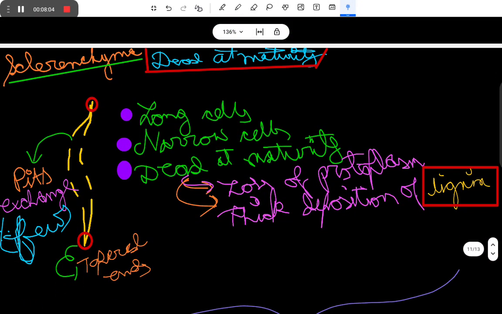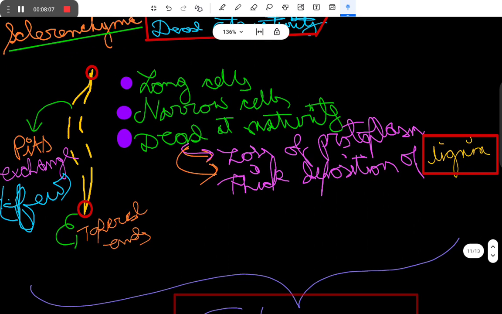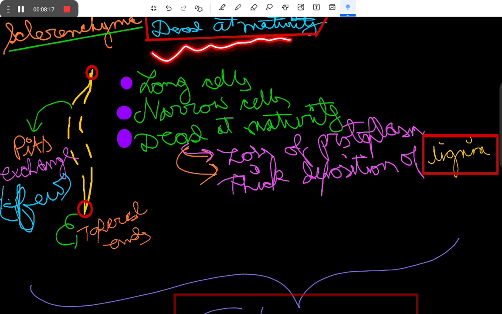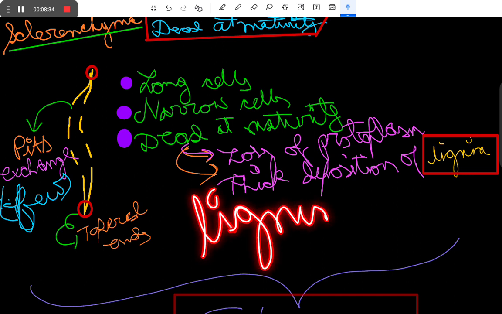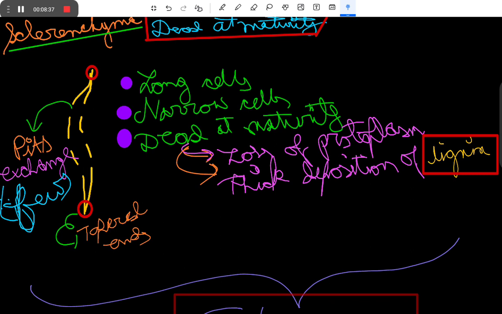Now, our last topic of the day is sclerenchyma. The sclerenchyma, or the sclerenchymatous cells, are dead at maturity. When they are young, they are living, but they die because of a huge deposition of a substance named lignin. The lignin makes the cell die.